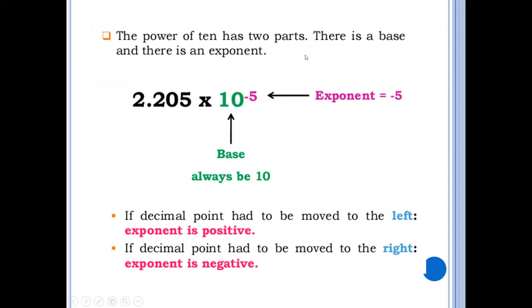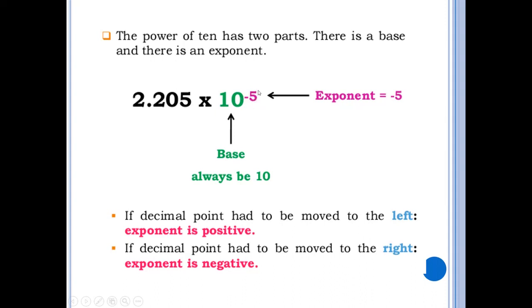Okay, the power of 10 has two parts. There is a base and there is an exponent. Here the base is always 10. It cannot be 9, 3, 2 or any number other than 10. It should be 10. And this is the exponent. The exponent can be any number.